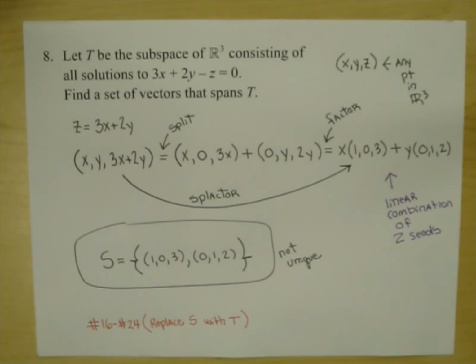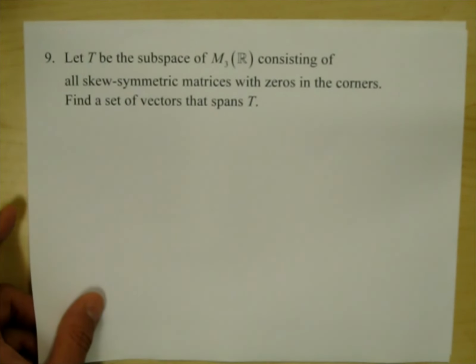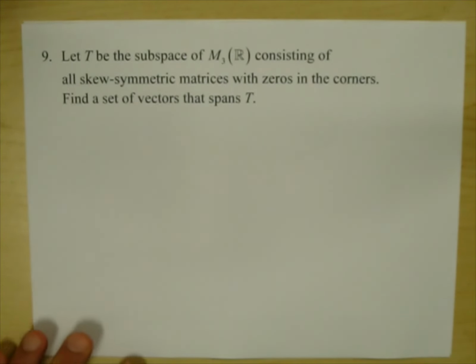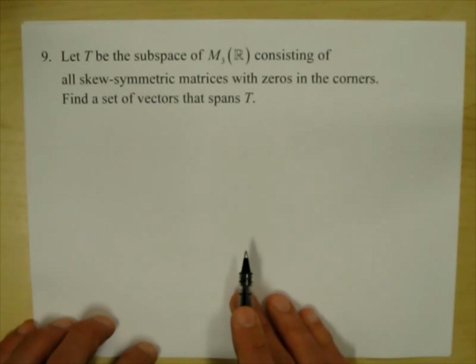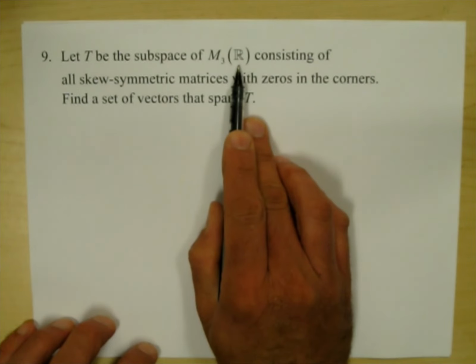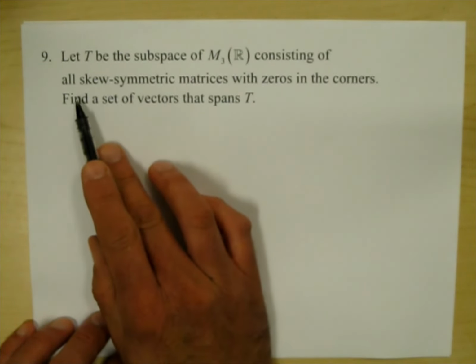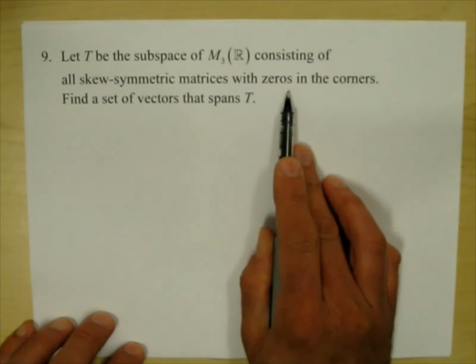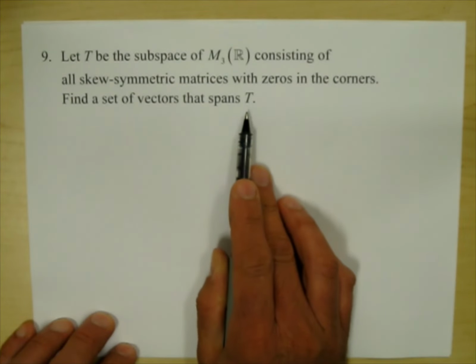Let's go ahead and do a few more problems that are just like this problem, a little similar to this problem, where they give you the span and you have to find the set of seeds. Let T, your book would probably say S, be the subspace of M3, that's 3 by 3 matrices with real numbers as entries. So you have a subspace of M3 consisting of all skew-symmetric matrices with zeros in the corners. Find a set of vectors that spans T.